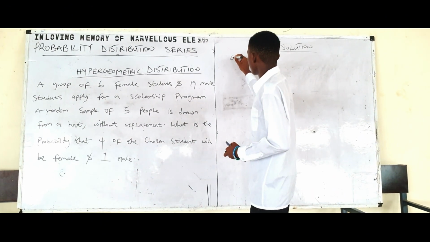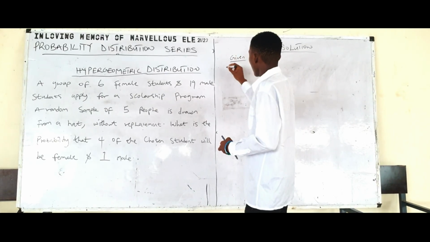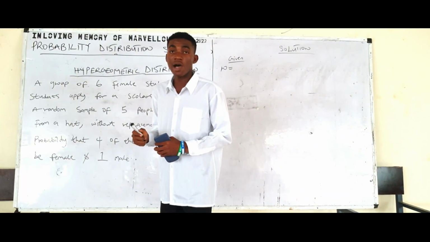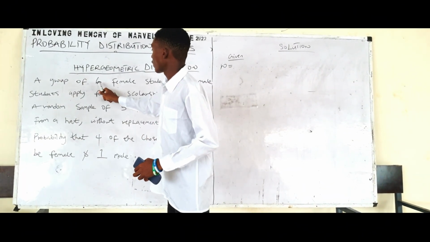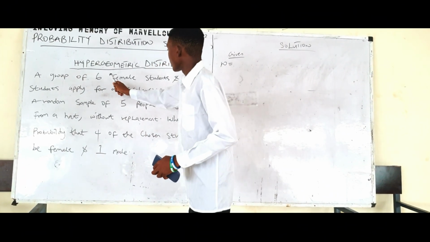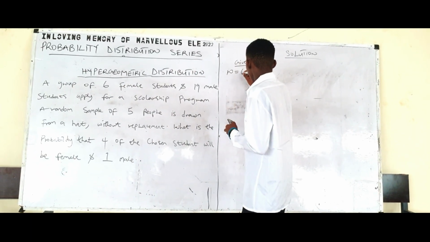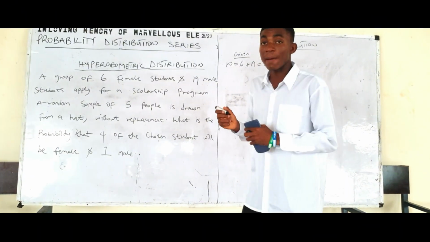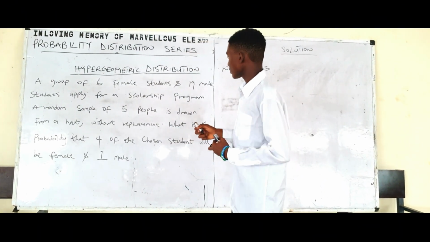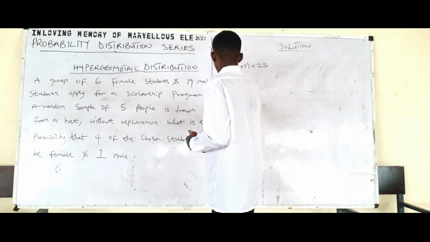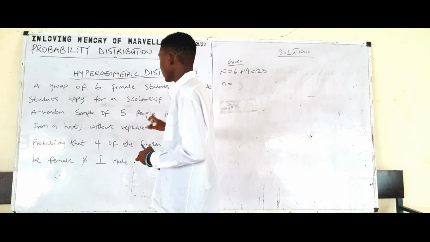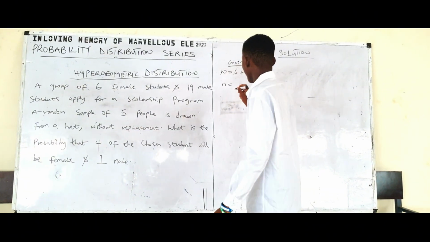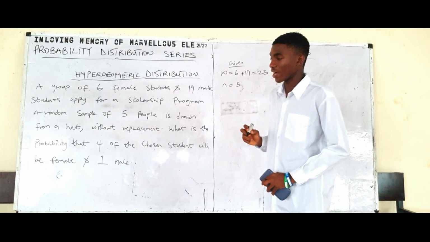Solution. So what do we have given? What is our N? Capital N stands for the total population. For this example, the total population is the number of females, which is 6, plus 19 males, equals 25. Our capital N is 25. Our small n stands for the number of draws, and the sample is 5, drawn from a hat. So small n equals 5.